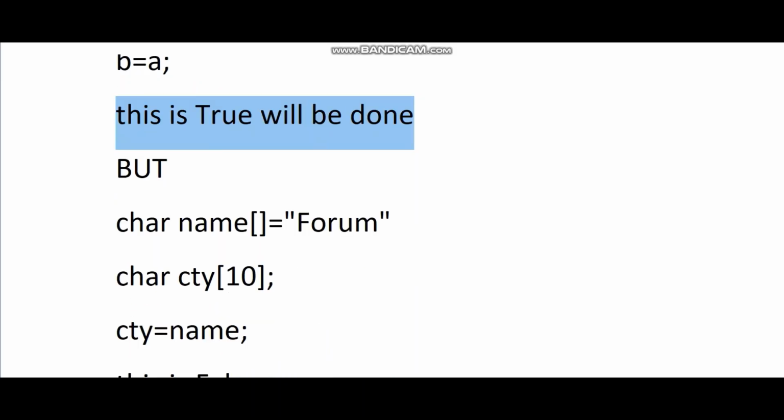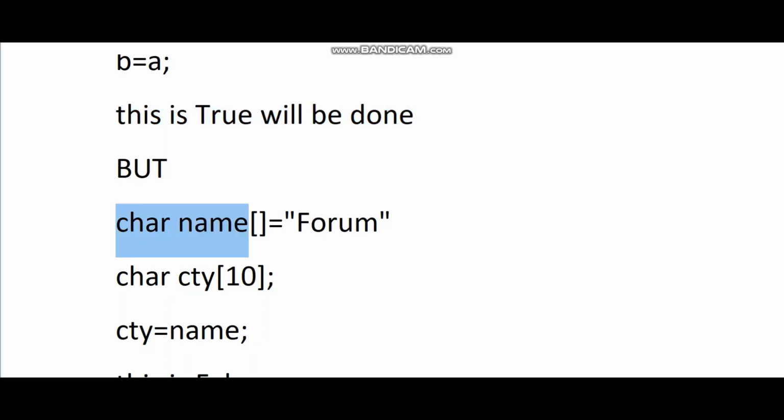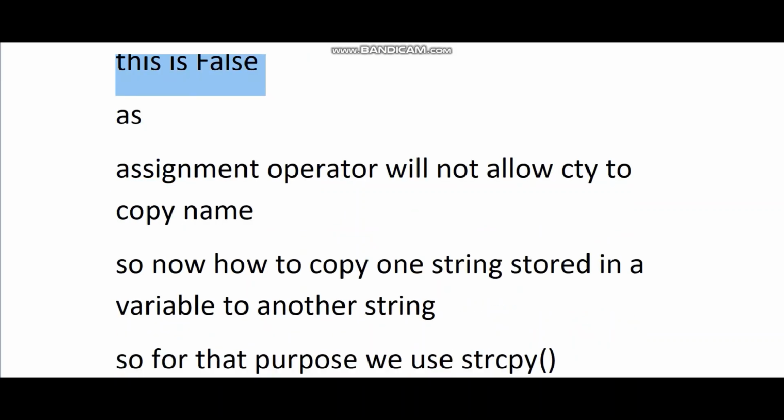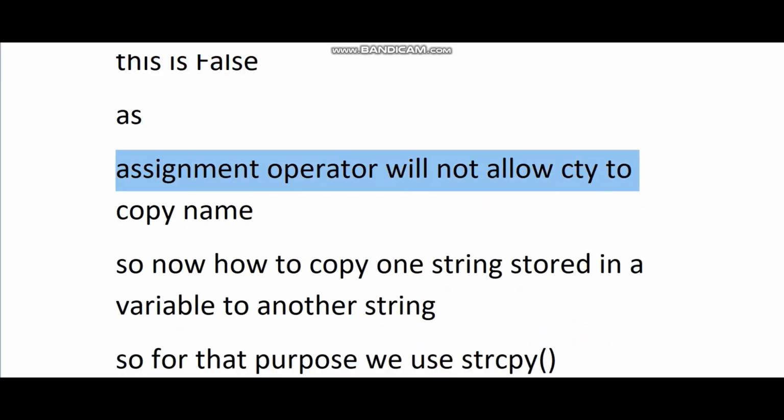But when we try to do it in this manner, earlier it was an integer data type, but over here we are using a string data type: char name, forum, and after that I am using char cty[10]. cty is basically any name which you can give. This is basically a variable name, right? And when I try to use cty equals name in this manner, then this is false. This will give an error, as the assignment operator will not allow cty, that is the variable, to copy name.